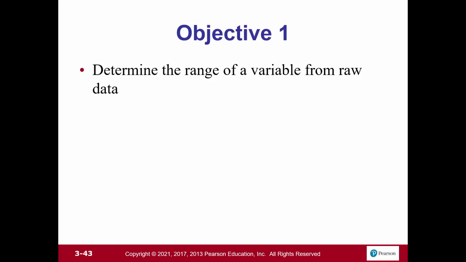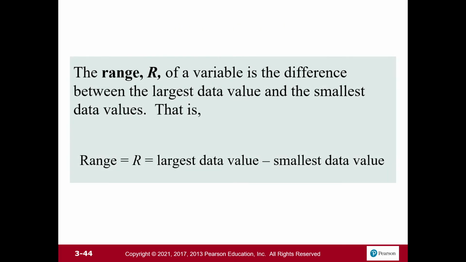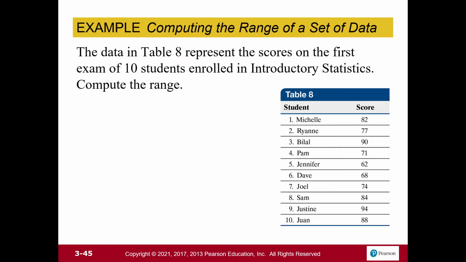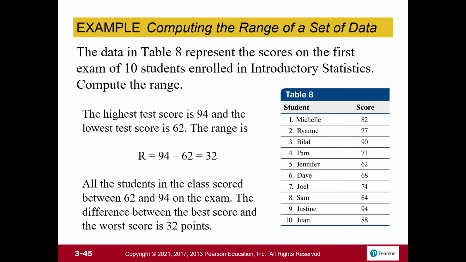So here it is: determine the range of a variable from raw data. The range is pretty simple to calculate. Again, it's the largest data value minus the smallest. Obviously, outliers will greatly affect the range. So if you want to calculate the range, it's best that you do not have any outliers. The range is 32.